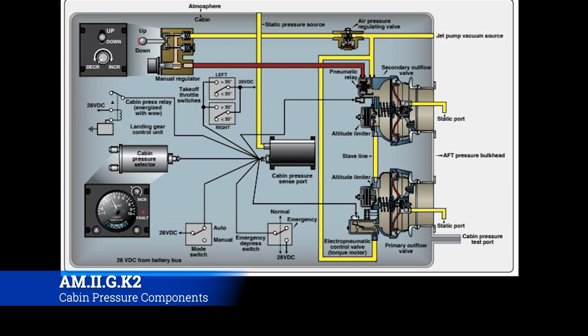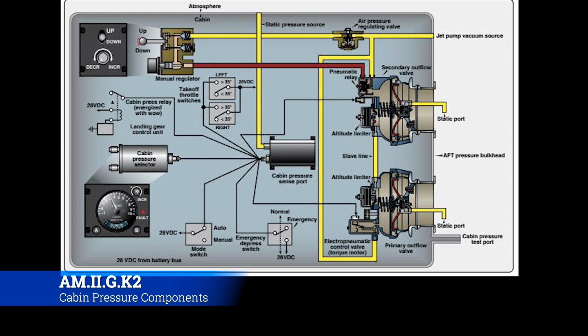All right. So first off, you have a manual regulator that you can change things with manually if need be. And this is all inside of the cabin. Notice that there's a delineation right above that manual regulator between atmosphere and cabin. So this is happening inside, but there are also components on the outside that we need to pay attention to.